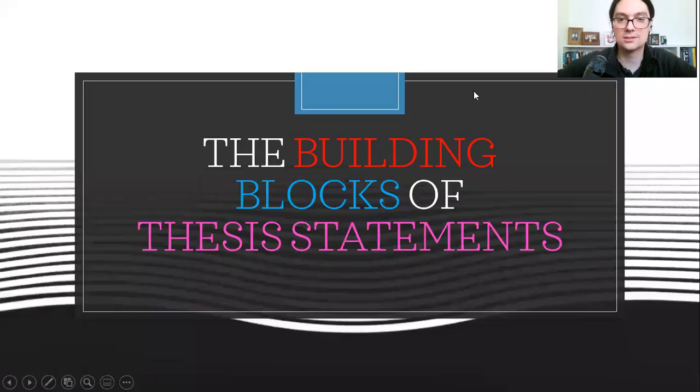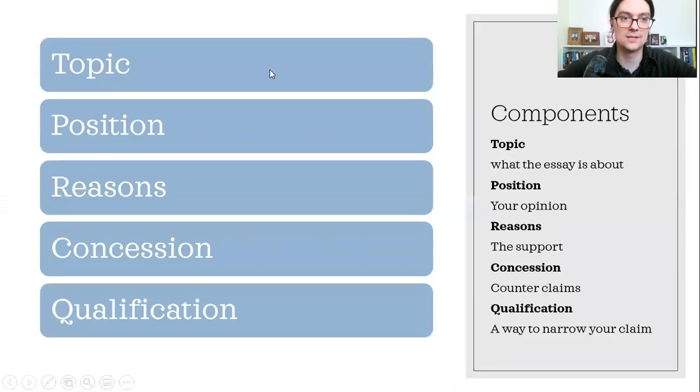Have you ever started writing a thesis statement only to wind up disappointed that it's not really great? It might be okay, but it's not as good as it could be. Well, today I want to share with you a way to make your thesis statements much more complex, sophisticated, and effective. So this presentation looks at the building blocks or components of thesis statements.